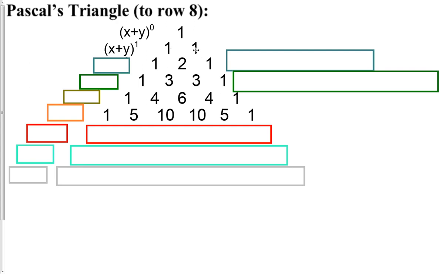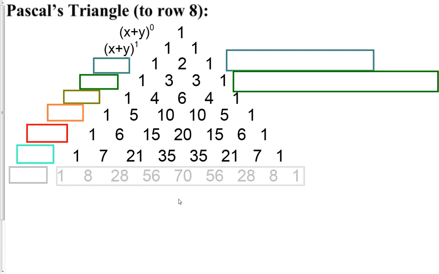And then the next number is the diagonals. You add the diagonals above it. So 1 plus 1 is 2. 1 plus 2 is 3. 2 plus 1 is 3. And then they spread out. So that pattern continues, right?